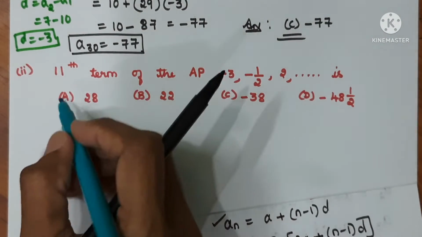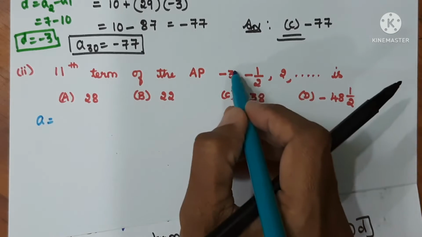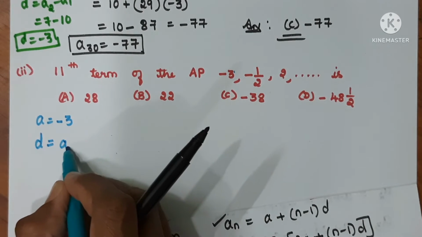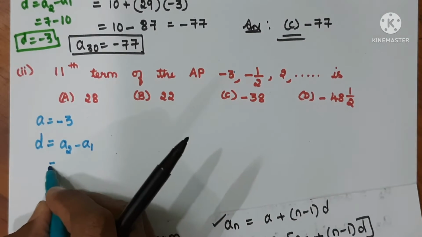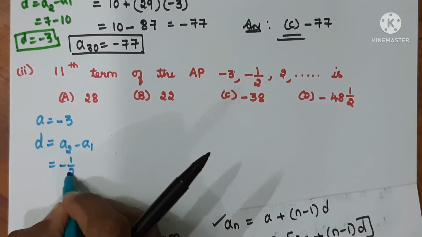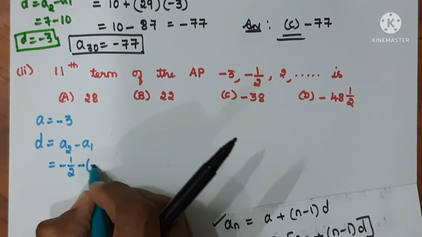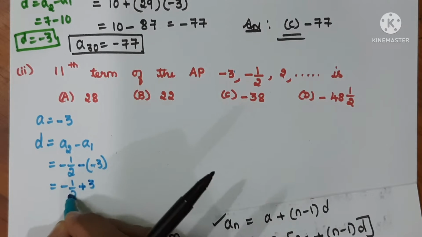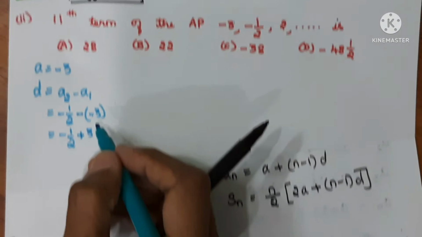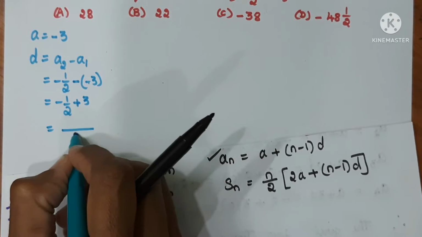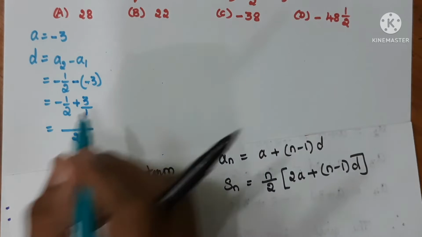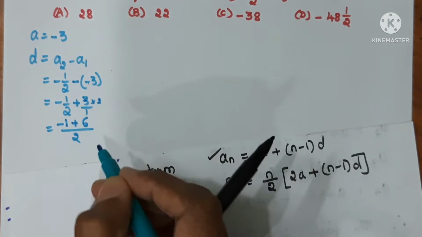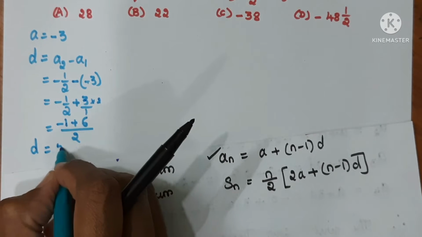First let us write the given values. Here a is equal to the first term of the AP, which is minus 3. The common difference is found as a2 minus a1. Here the second term is minus half, minus the first term minus 3, so we have to put the bracket: minus half minus into minus, plus 3. Since they are fractions, we have to take the LCM. The LCM here is 2. The denominator is 1, so we multiply by 2: minus 1 plus 3 twos are 6. So the common difference d will be 5 by 2.